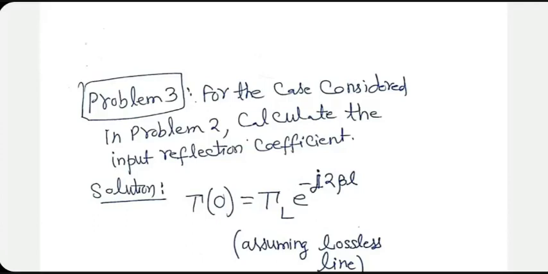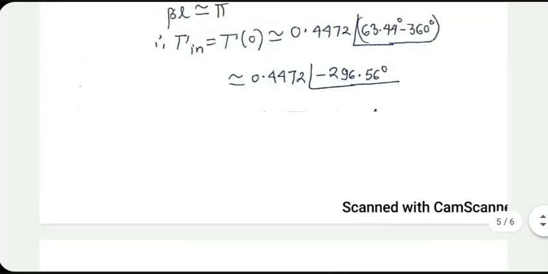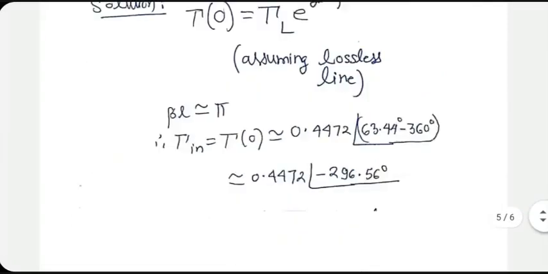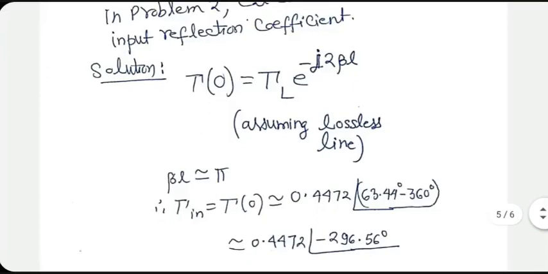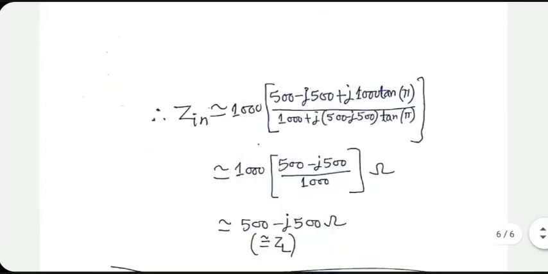Input reflection coefficient for the same problem will be load reflection coefficient multiplied by e to the power minus j2 beta L, assuming a lossless line. It's very easy. Only the angle will change. 63.44 degrees minus 360 degrees, because the line is 1 meter long. You can look at this answer yourself. It should be easy enough. Input impedance turns out to be the same as load impedance in this case. I think the line is lambda long or lambda by 2 long. That is why it is.